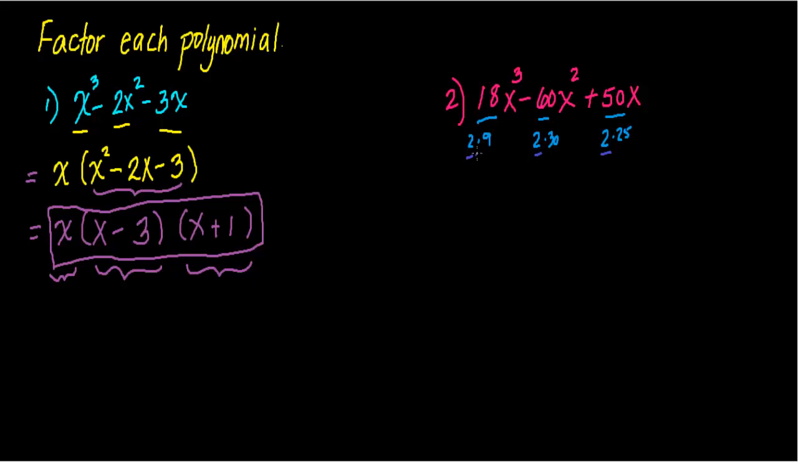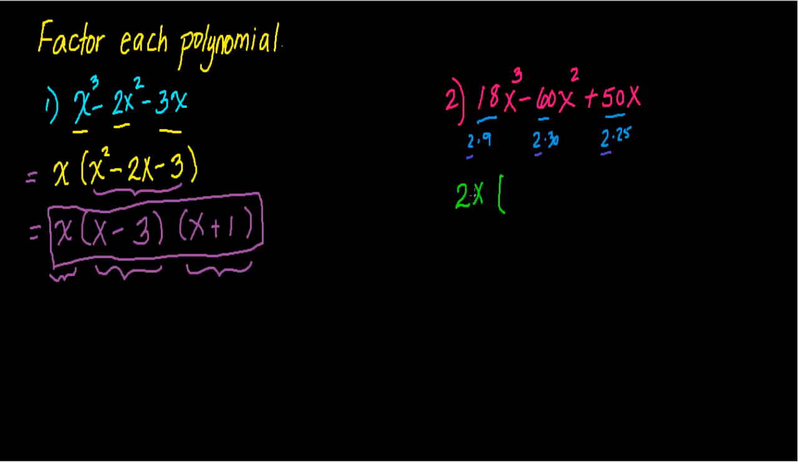So I'm going to pull that factor out, and I'm also going to pull out an x. Okay, so in this case, I have a common number and a common variable. And this is how it should look. I'm going to pull out a 2. I'm going to pull out an x and start my parentheses.